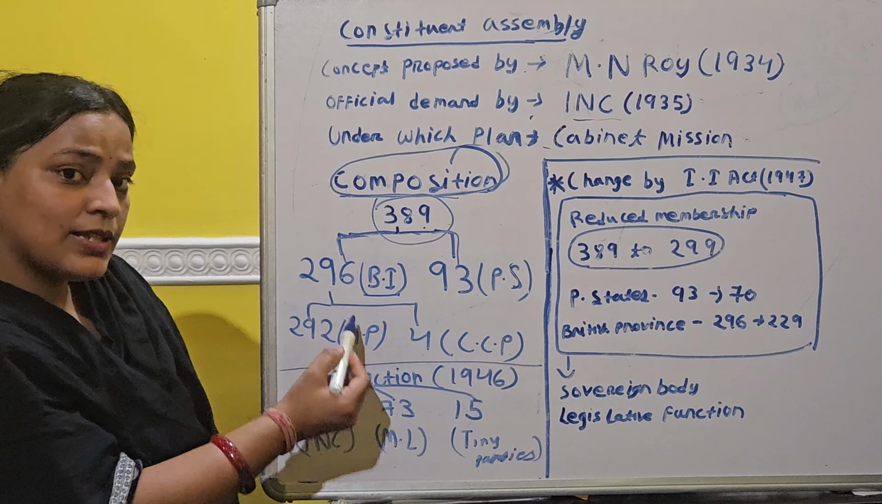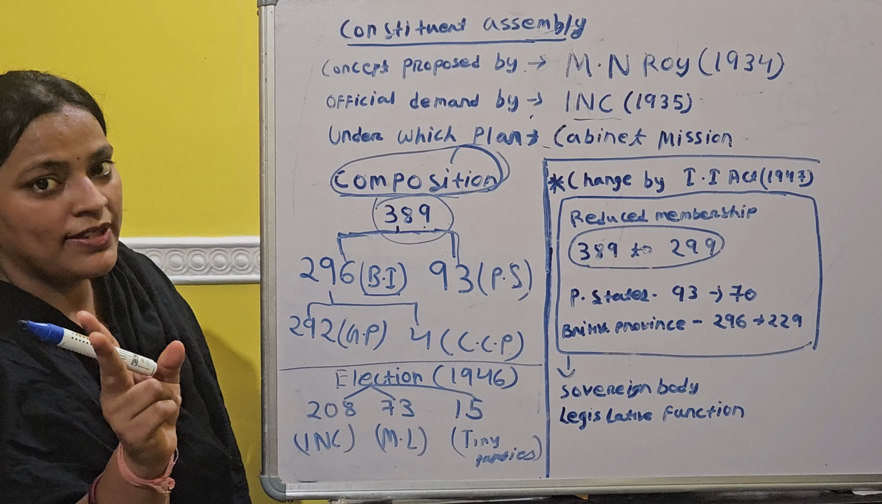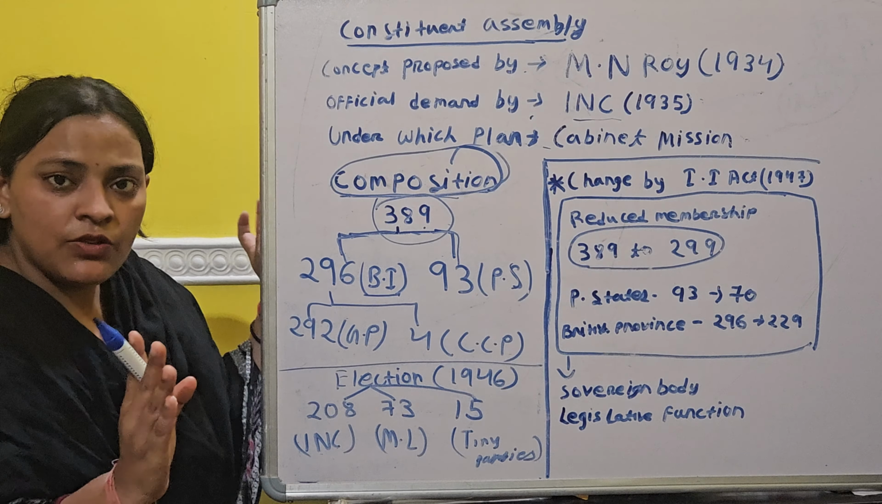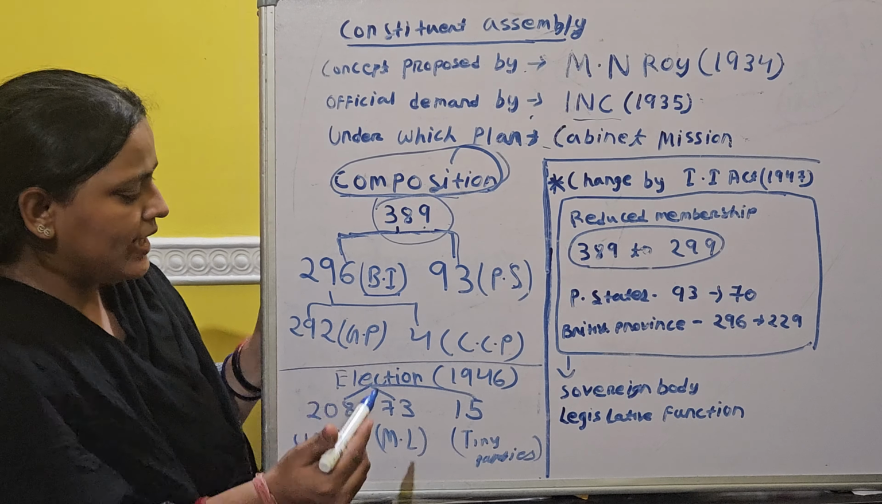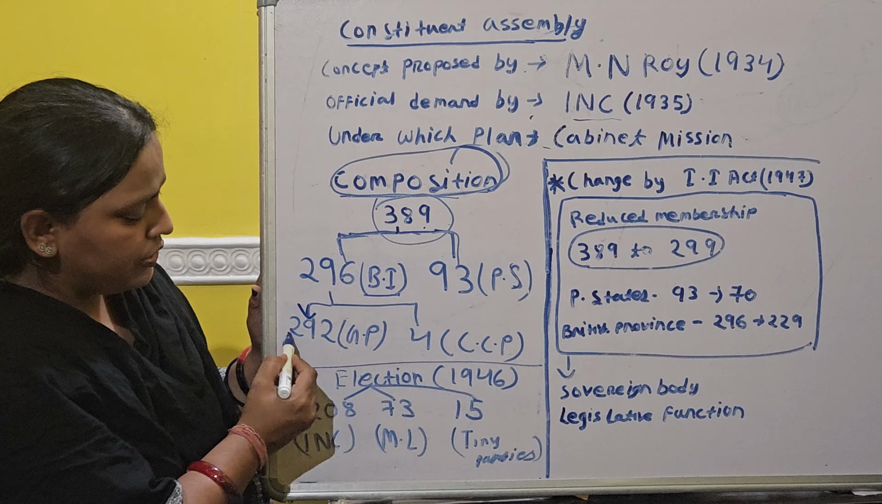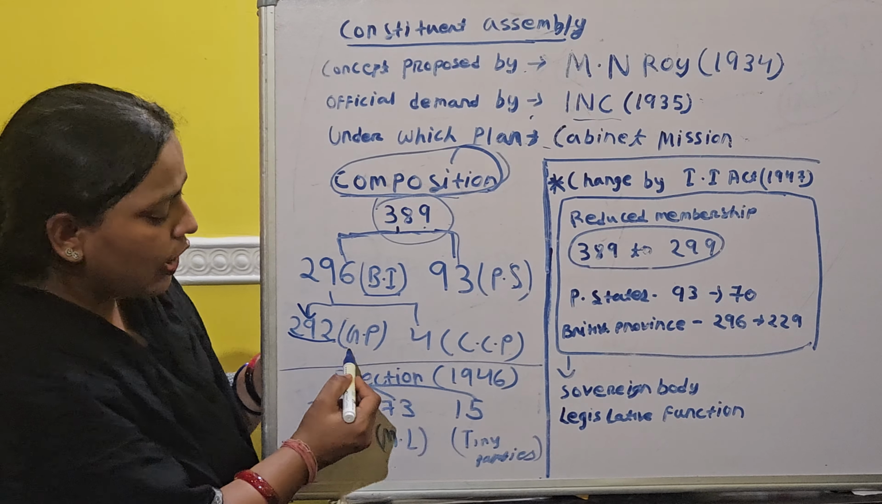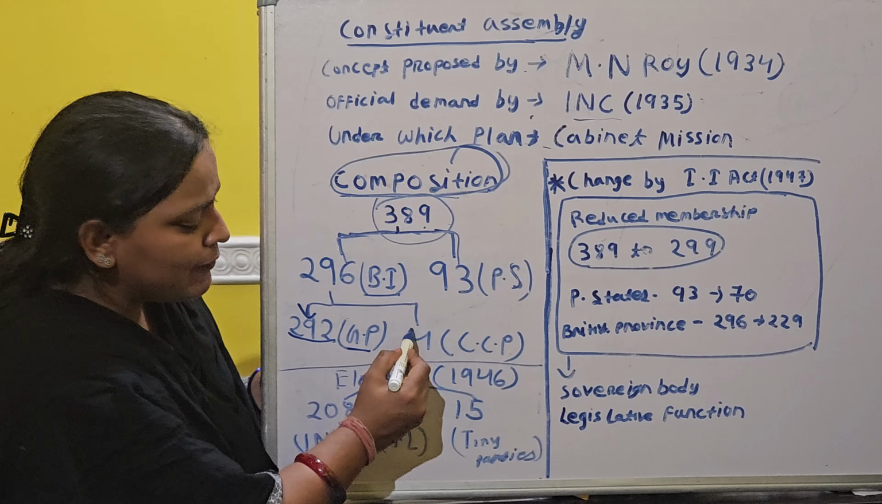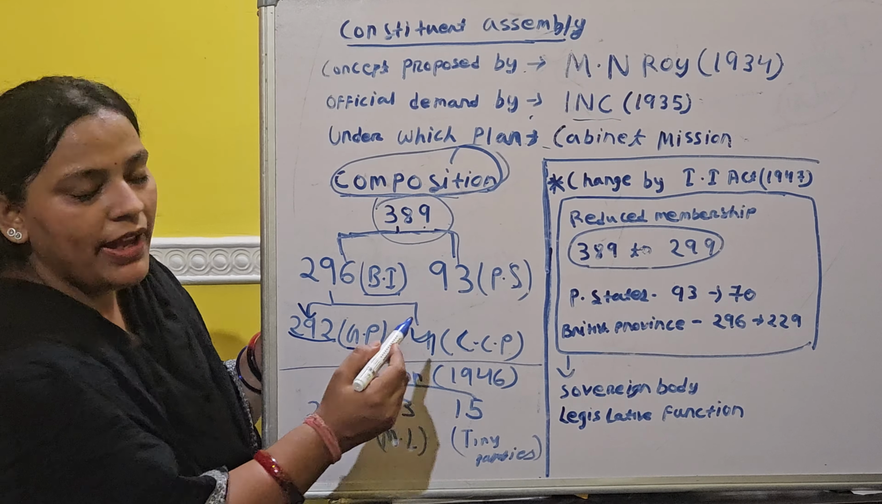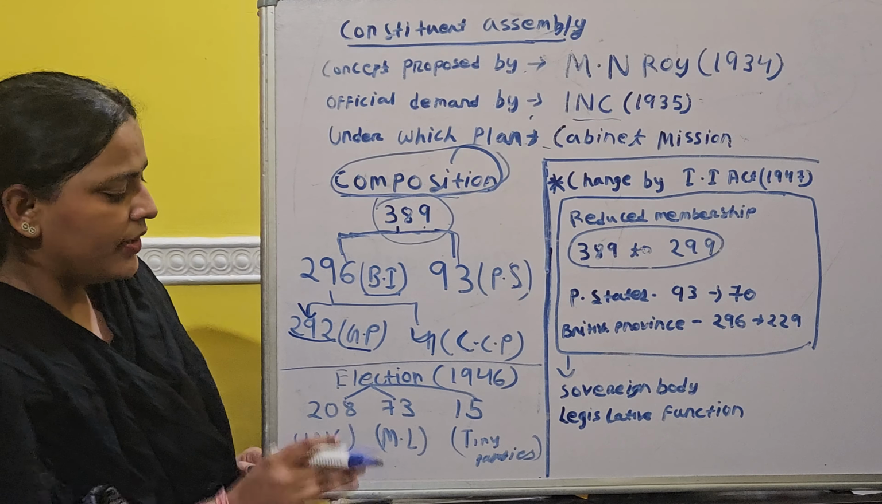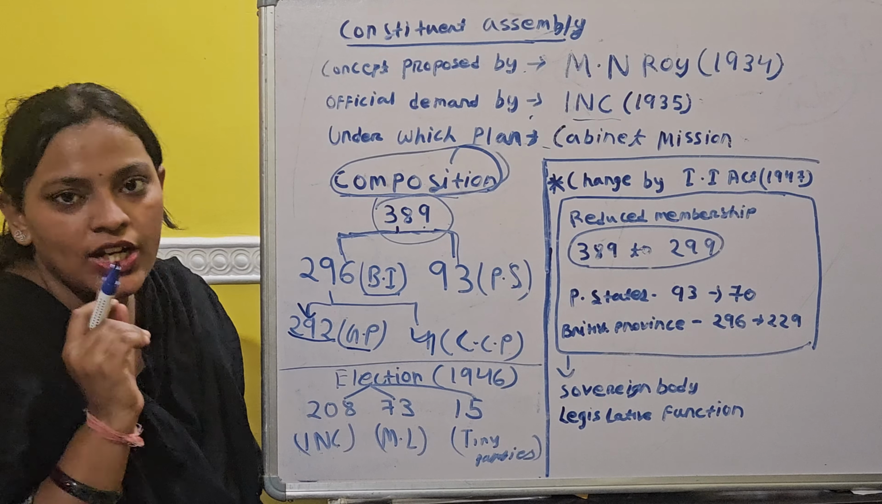Next, divide this British India into two types of province. Mind it, in many books you find this, but many people don't know about it. Let's understand. The 292 are from the governor provinces (GP) and the 4 are from the chief commissioner provinces (CCP), so GP and CCP form this.